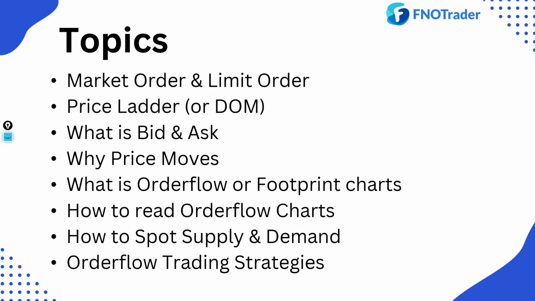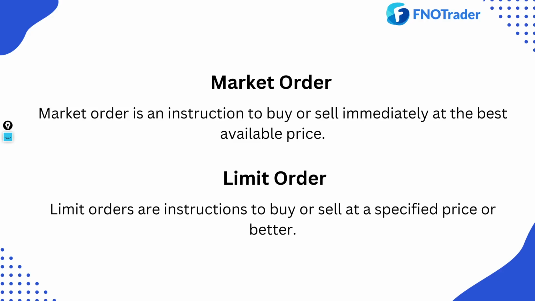So everybody knows what is market order, what is limit order, right? But this information is going to be very crucial in learning the basics of how the order flow chart is constructed. Now let's learn what is market order and limit order. For those who don't know, market order is an instruction where you say go and buy immediately at the best available price. For example, we'll see an example also to understand. And in the limit order, we are saying go and buy at a specified price or a better price. This is what market order and limit order is.